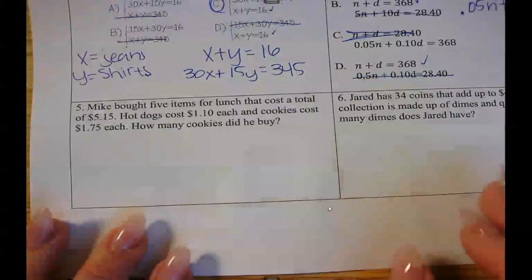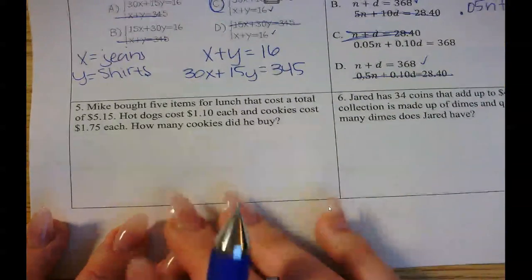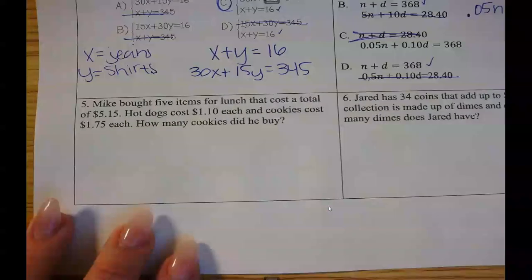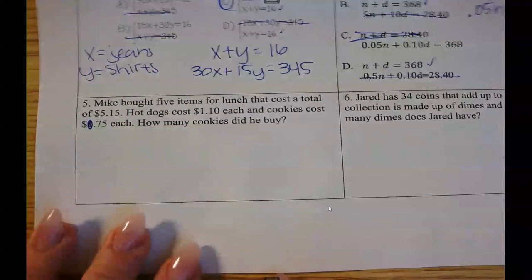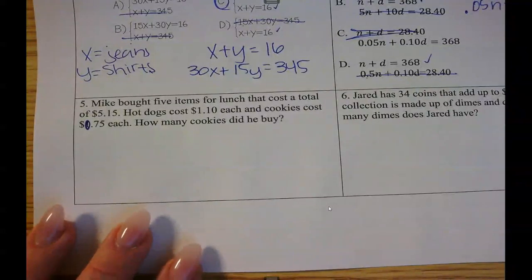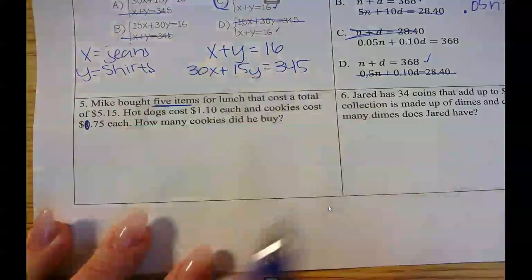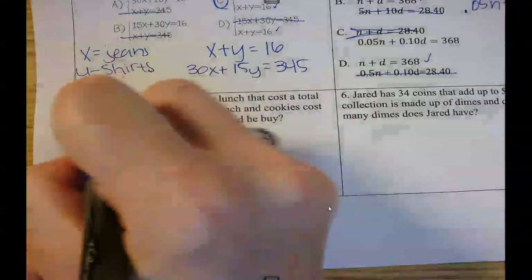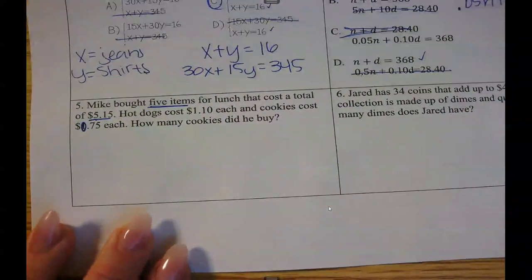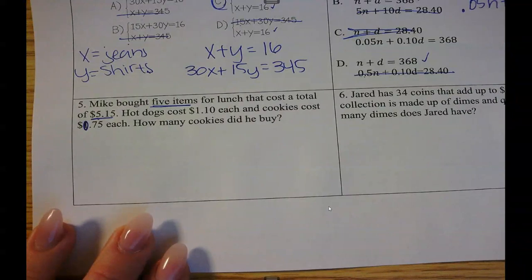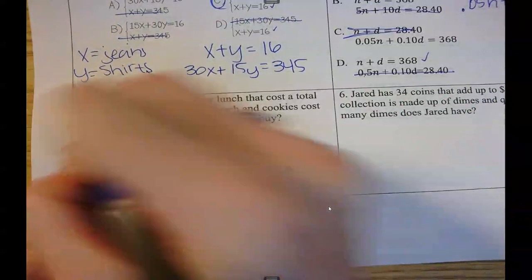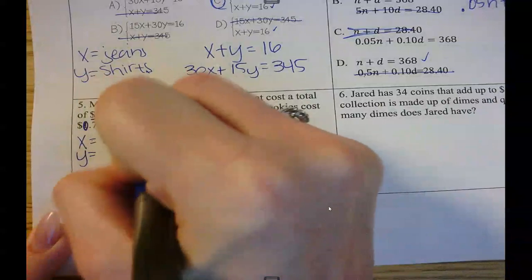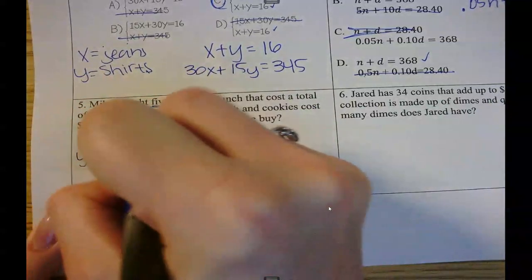All right, numbers 5 and 6 ask you to write the equations and then solve them. I'm only going to do 5 with you. A slight change, mistype right here. That should be 0.75. So Mike bought 5 items for lunch. That cost a total of $5.15. Hot dogs cost $1.10 each, and cookies cost 75 cents each. How many cookies did he buy? All right, so first thing I'm going to do is label what my x and y are. x, let's go with hot dogs, and y will be cookies.